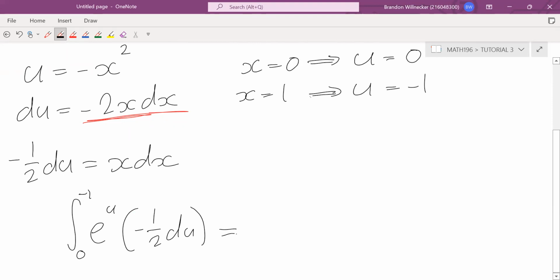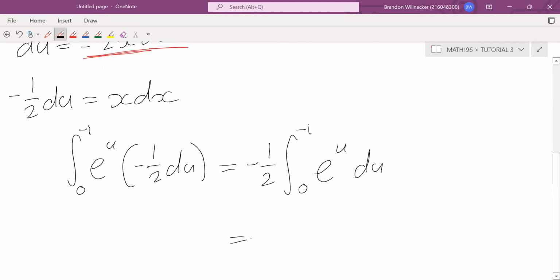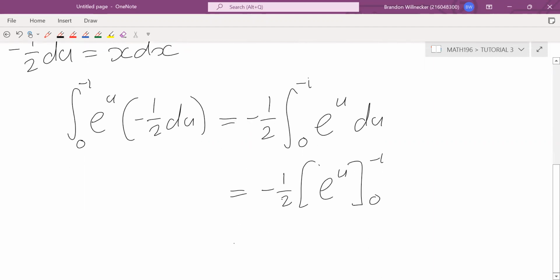Good. Now we can simplify this a bit. We can take the minus 1/2 out, and then we have the integral from 0 to minus 1, e to the u du. This is the easiest integral to do, because the integral of e to the u is just e to the u. So this is minus 1/2 e to the u, 0 to minus 1. So this is going to be minus 1/2 times e to the minus 1. That's just e to the minus 1. Can't really make it any simpler than that. e to the 0, that's 1. So we have minus 1.